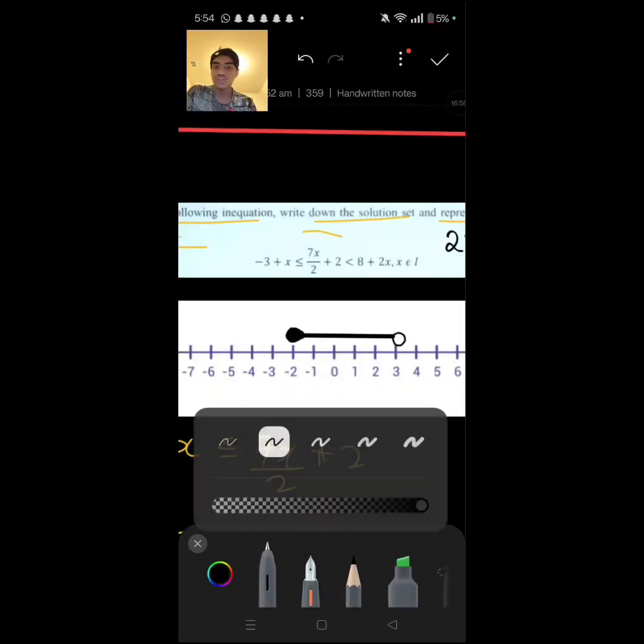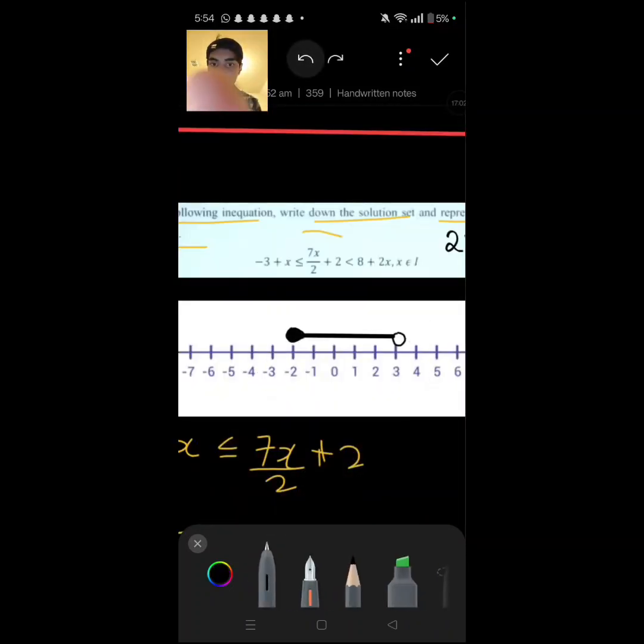x lies between which 2 points? Negative 3 and 4. So x is negative 2, negative 1, 0, 1, 2, 3. How many solutions are there totally? 1, 2, 3, 4, 5, 6. 6 solutions are there totally, including 0.